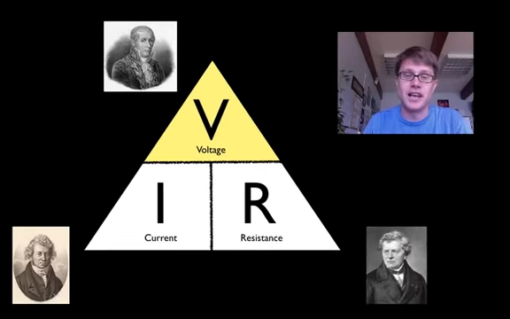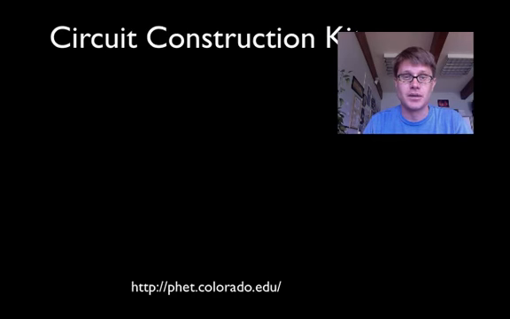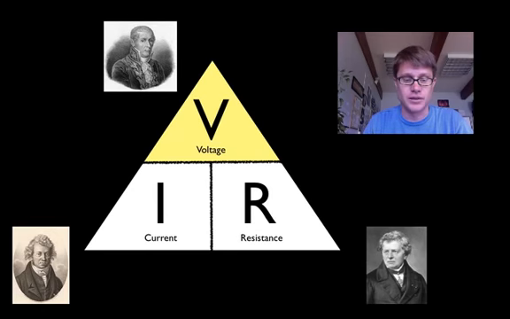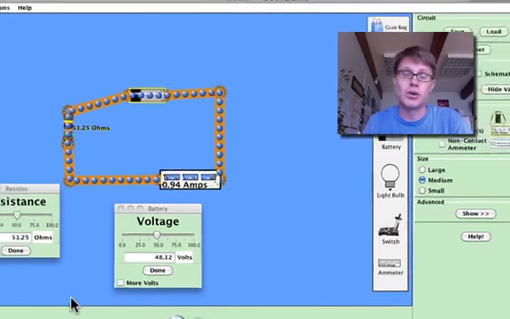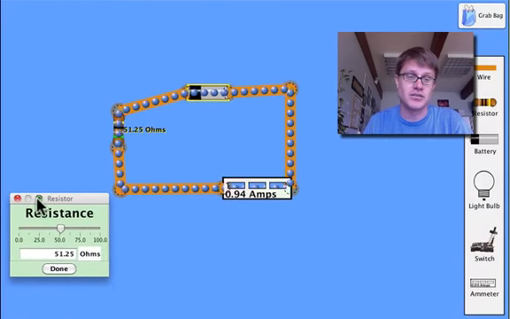And all of these are named after famous scientists that worked on electricity. This would be Volta, so the volts come from Volta. This is the resistance, and so this is ohms, and then current is amps, Ampere is his name. And so that's Ohm's law, and the easiest way to figure out how each of these things work is to actually use the circuit construction kit.